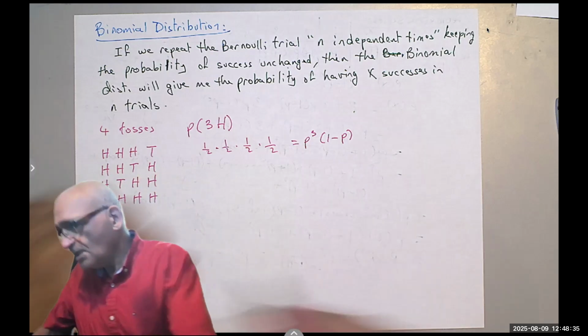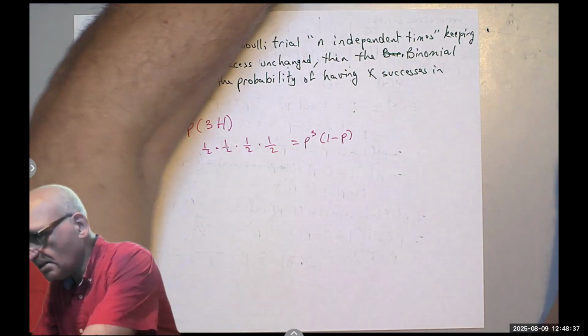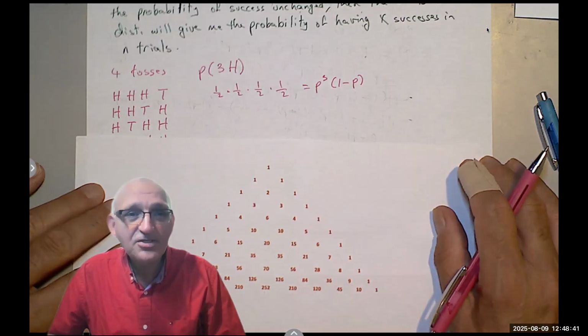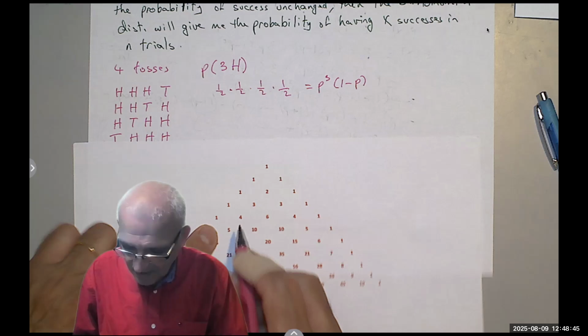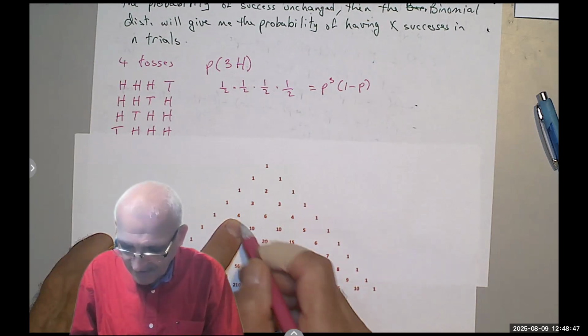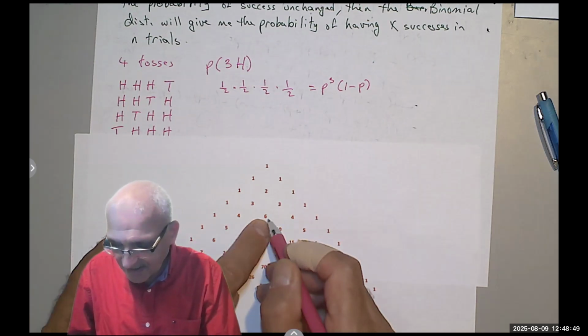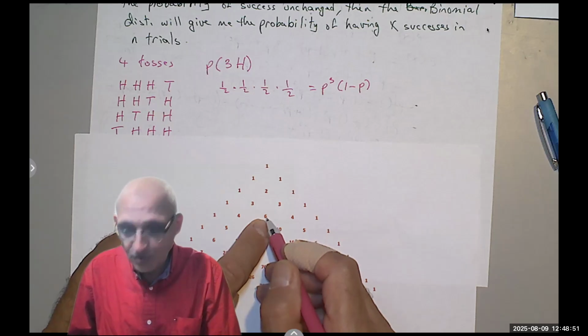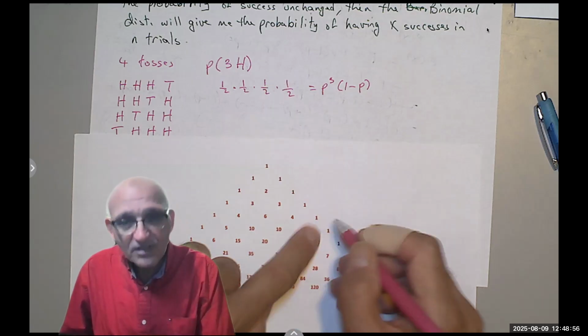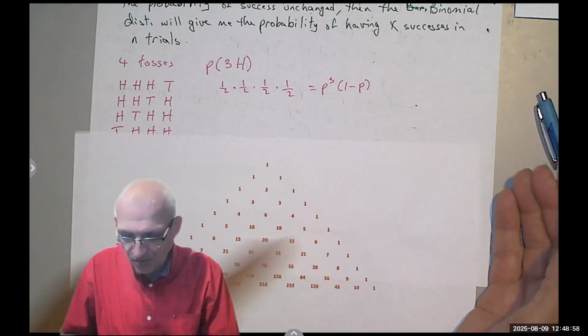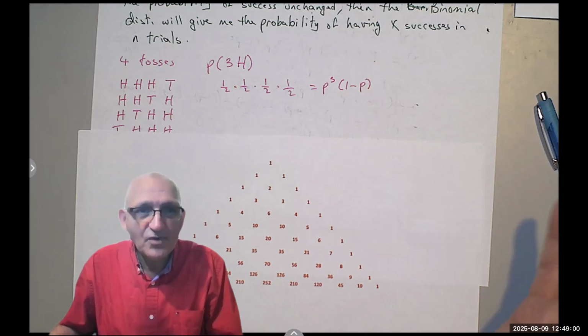How do I know? Because I use my Pascal triangle to the rescue. There are 4 ways of getting 1 head and 3 tails. 6 times you can get 2 heads and 2 tails. 4 times you get 3 heads and 1 tail, and only a single time you get 4 tails or 4 heads, right? That's only one way.